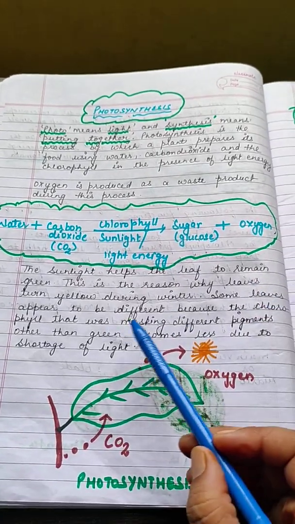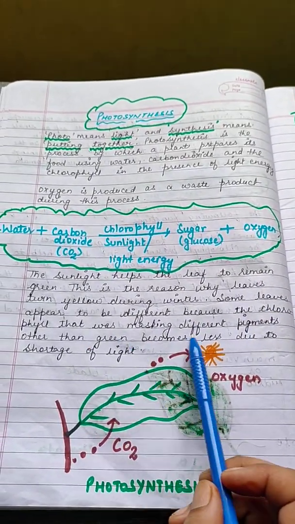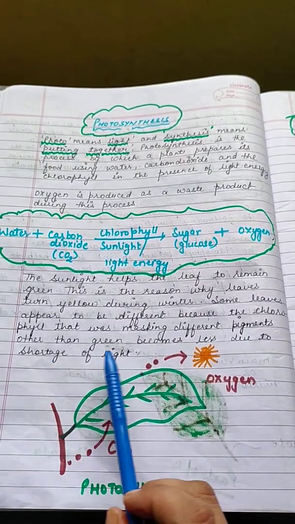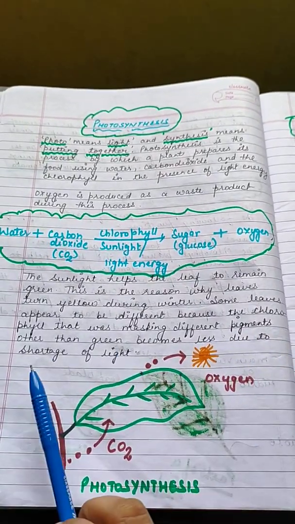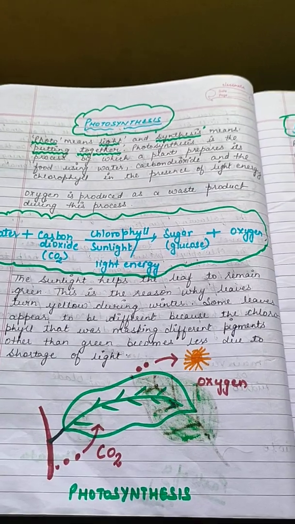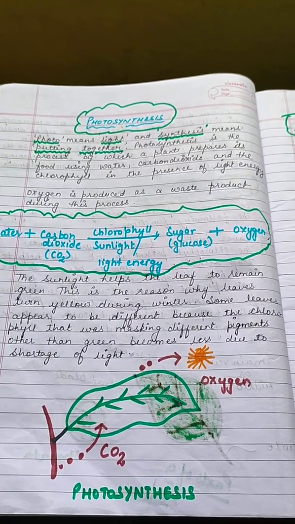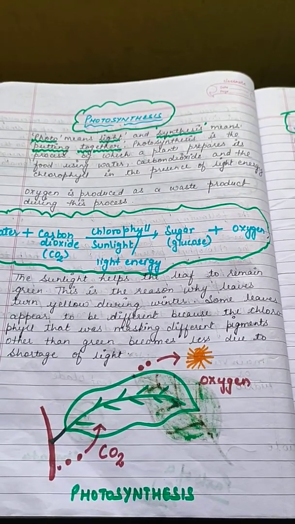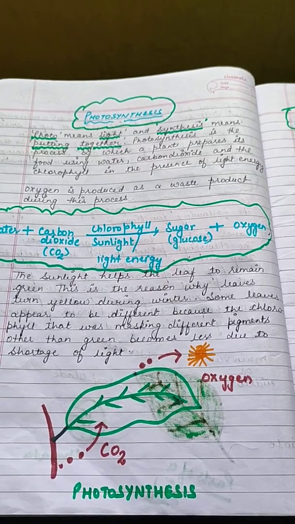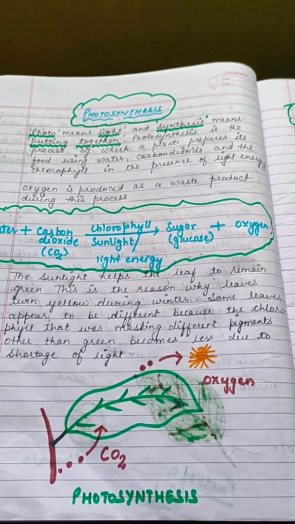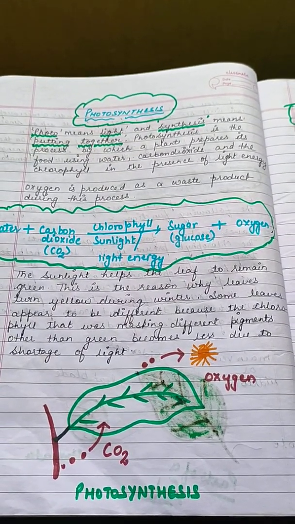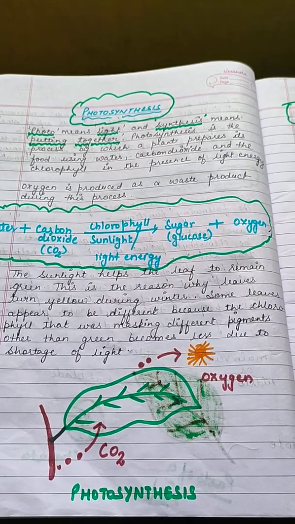Some leaves appear to be different because the chlorophyll that was masking pigments other than green becomes less due to shortage of sunlight. In winters there is a shortage of chlorophyll because there is a shortage of sunlight. That is why the leaves turn yellow or appear to be of different colors.